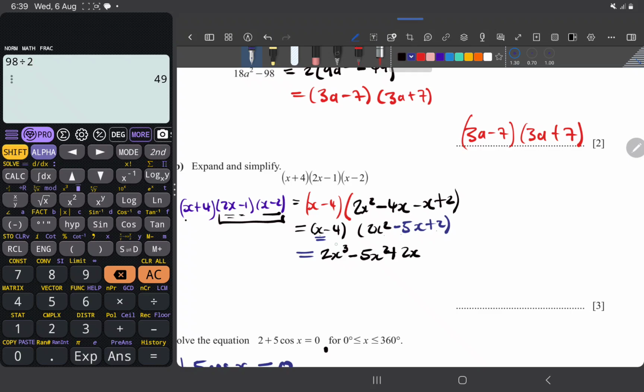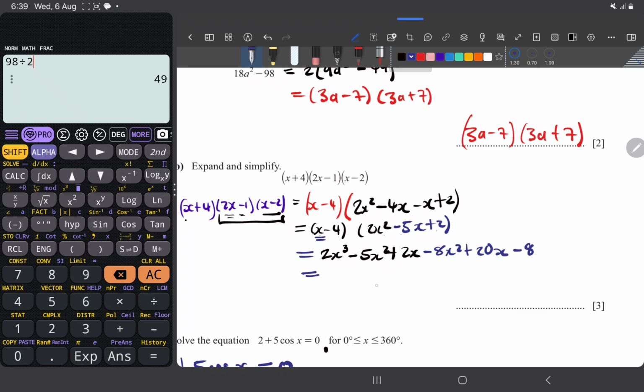Now what are we going to do? We start with the minus 4. It multiplies the whole bracket. Minus 4 times 2x squared, minus 4 times 2, that's minus 8x squared. Minus 4 times minus 5, the signs are the same, your answer is plus. 4 times 5 is 20x. Minus 4 times positive 2, the signs are different, your answer is negative. 4 times 2 will be 8.